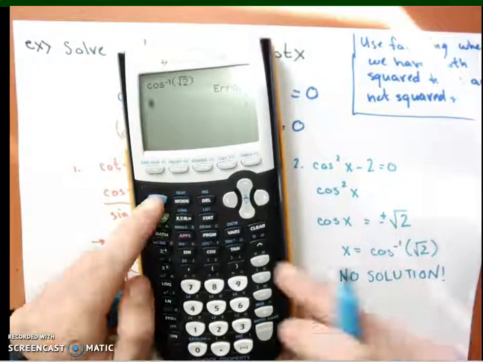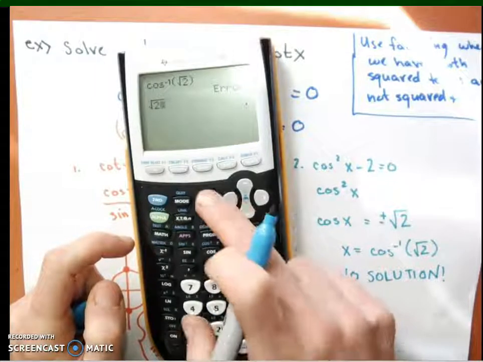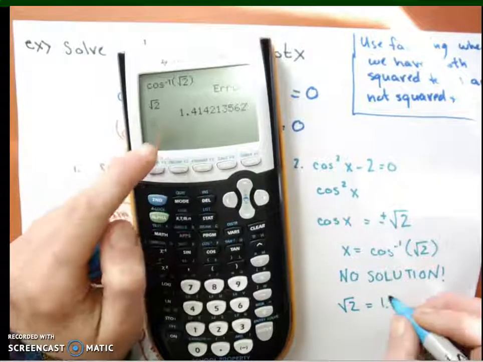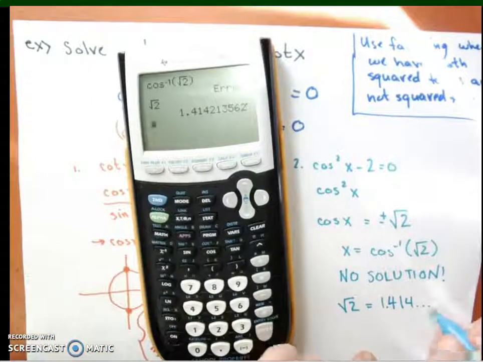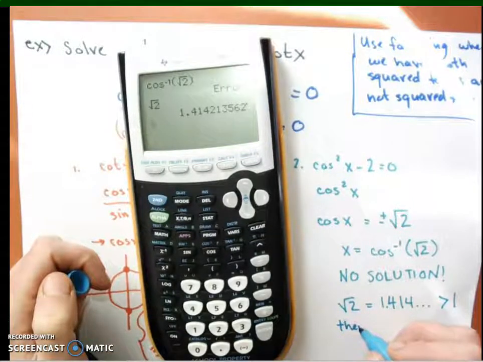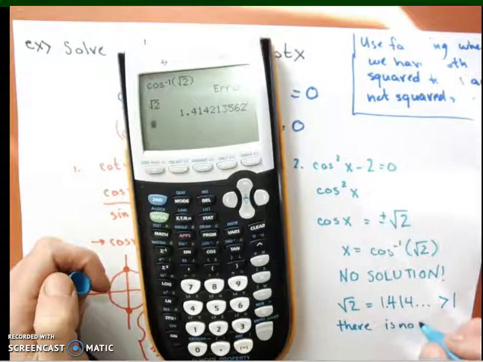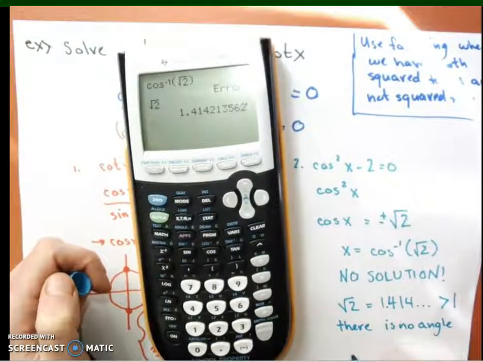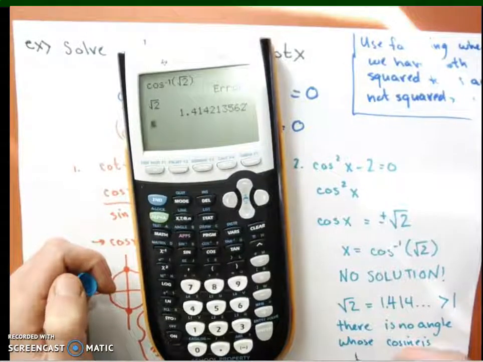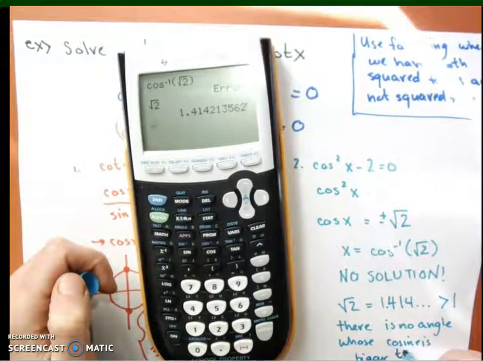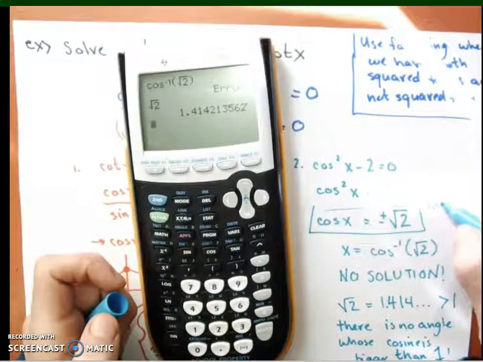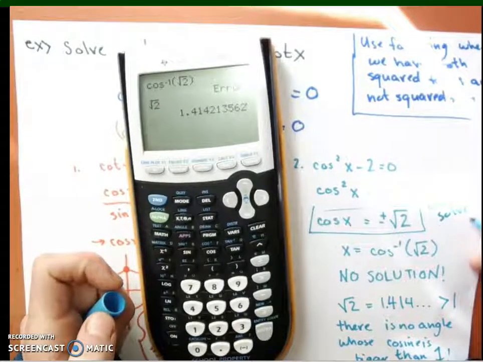The reason is that the square root of 2 is 1.414, blah, blah, blah. This is bigger than 1, and so there is no angle whose cosine is bigger than 1. So this doesn't give us any solutions. So we can't actually solve this equation for that reason.